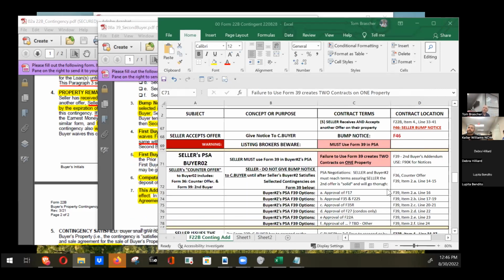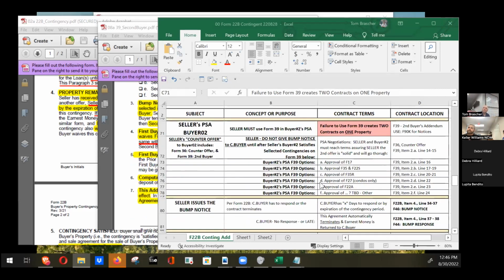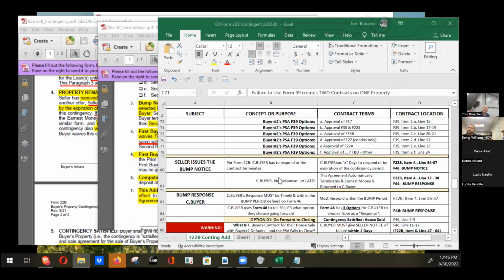So this is where things start, we start having potential for things going sideways. And there's always a lot of motions with it, and people are always trying to move quickly. So seller issues the bump notice. Once they have mutual from agreeing to what was on 39, now you issue the bump notice. 22B, 34 through 37 and Form 46 is the actual bump notice.